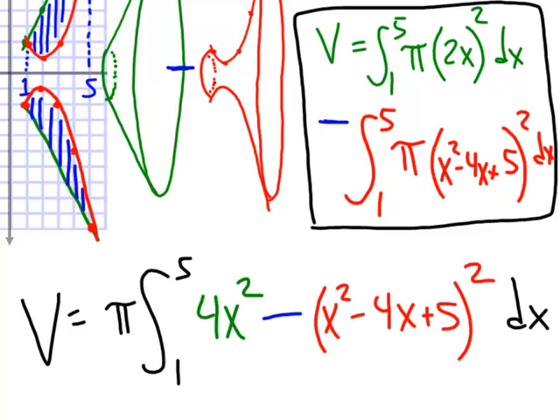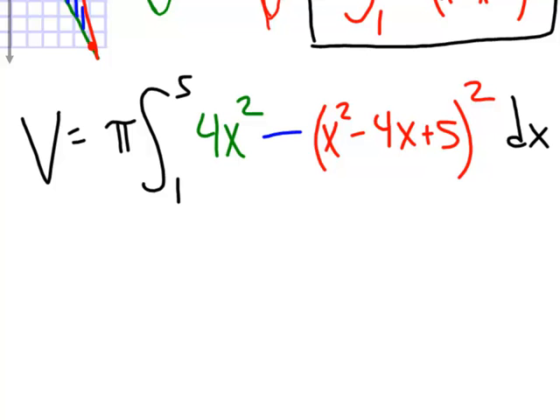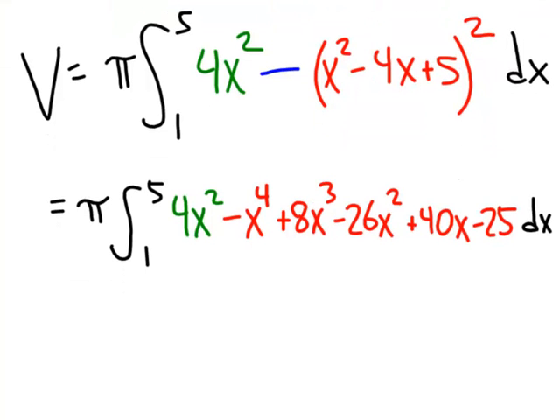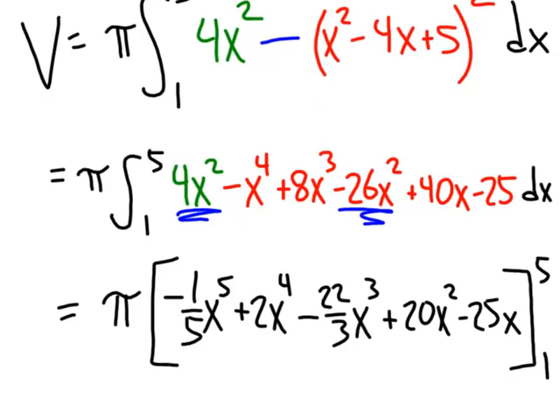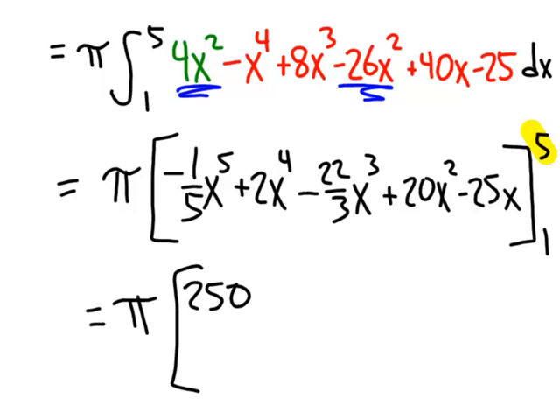And if we FOIL out that ugly trinomial squared and then distribute the negative, we get this. Beautiful. Aren't you glad I did that for you? And if I combine these two like terms and then antiderive, we get this. And if we plug in 5, we would get 250 over 3. And if we then plug in 1, we'd get minus negative 158 over 15.